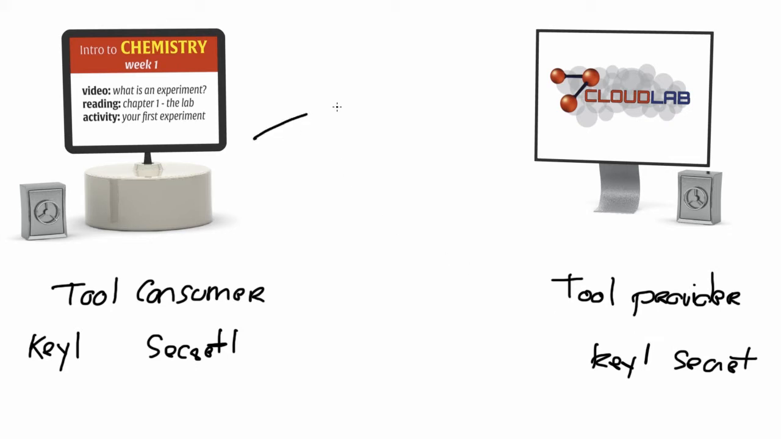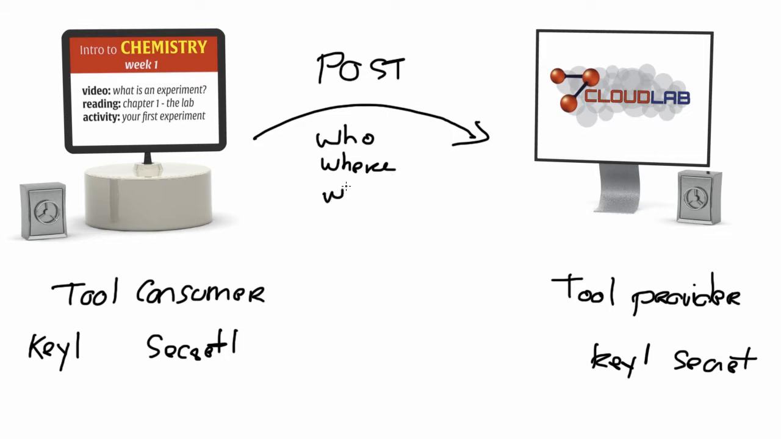So now, when you have this link, it's a POST. It contains the who, the where, the what. It will also now contain the key, basically identifying the originator of that request. And it will contain a signature.